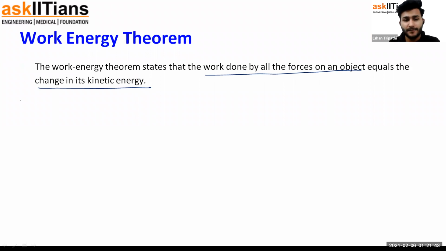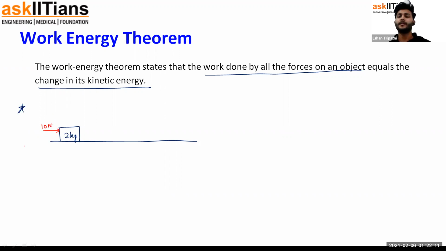Let me give an example for this. Let's say there's an object. Object has mass of 2 kgs. Okay, then I give it a push, that is, I give it a force of 10 newtons. Now, if 10 newtons is the force acting on a 2 kg block, and let's just assume that the surface is smooth, how much is going to be the acceleration of the block?